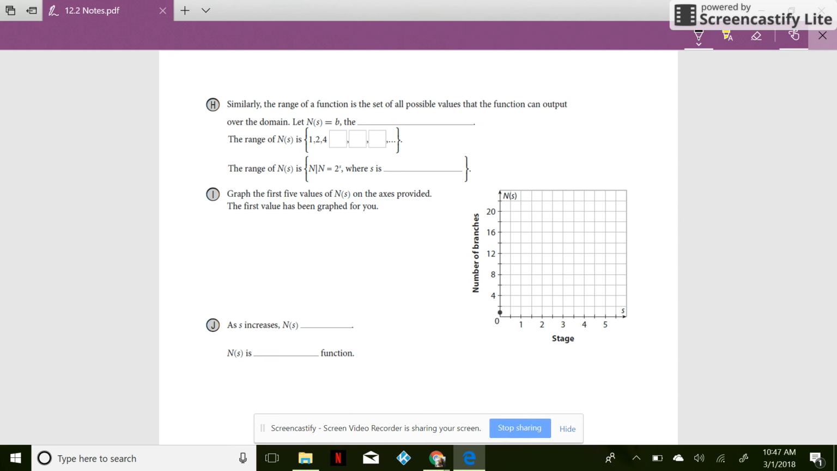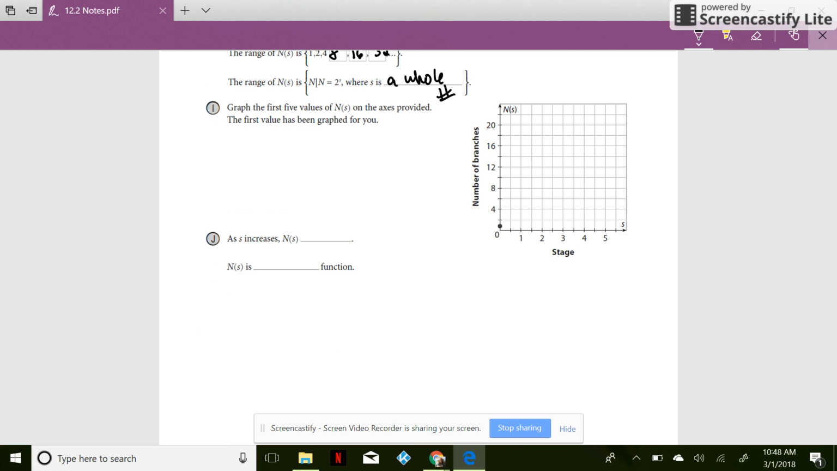Similarly, the range of a function is the set of all possible values that the function can output over the domain. So let n(S) equal B, where B is the number of new branches. The range, the number of new branches, is 1, 2, 4, 8, 16, 32, and so on. So the range is all numbers n equal to 2 to the S, where S again has to be a whole number. Now graph the first 5 values of n(S) on the axes provided.